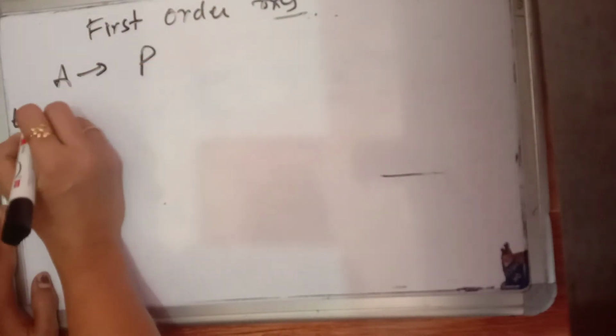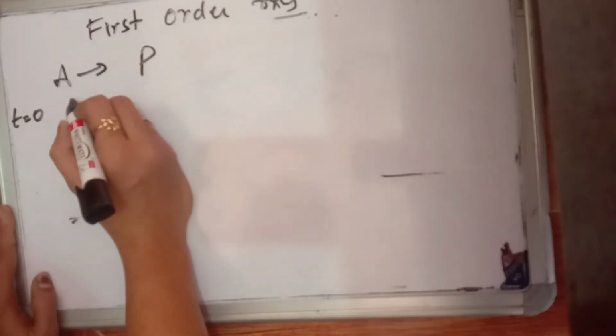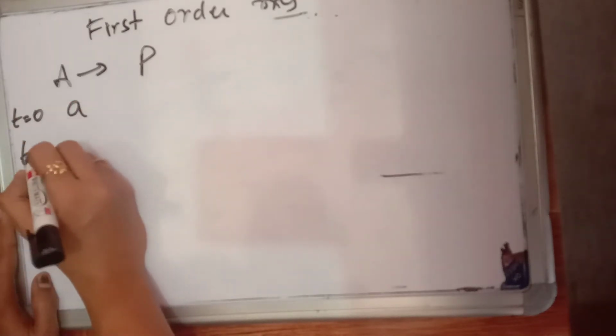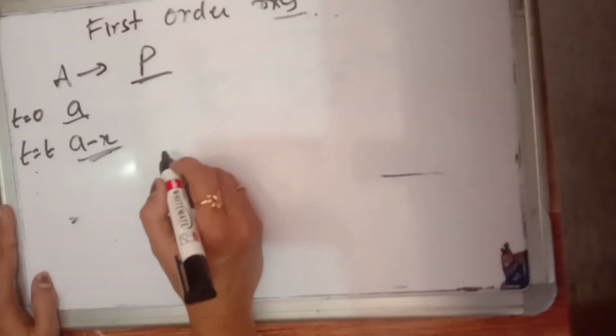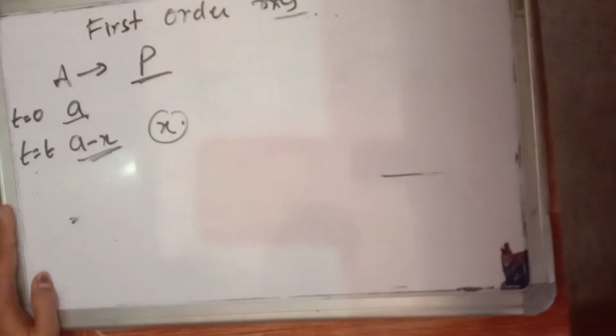At time 0, concentration is suppose A, and after time T, X amount of A has been reacted to give product. X has been reacted to give product, so remaining amount is A minus X. So at time T, concentration of A is A minus X, because X has been reacted to give products.